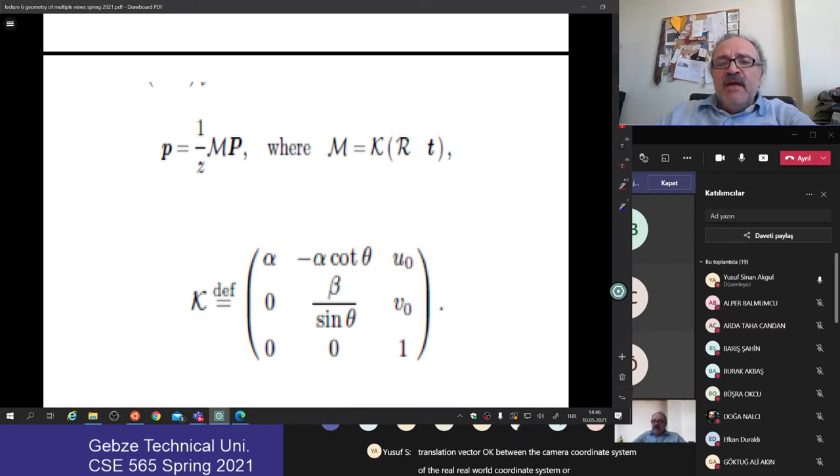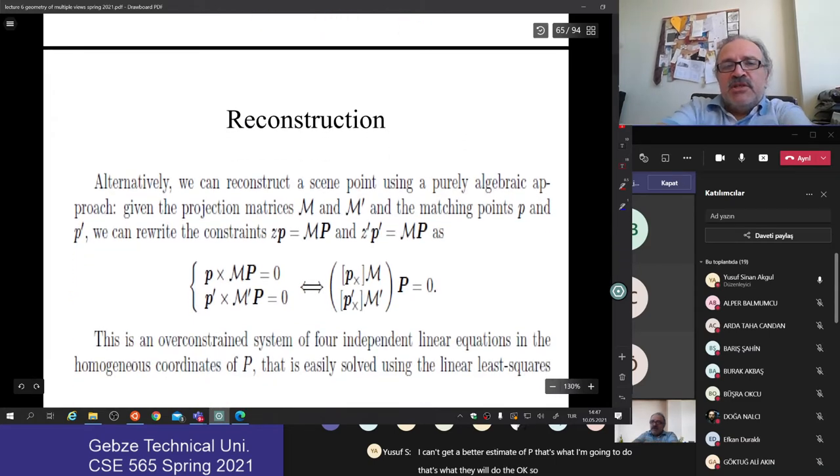So if I have the projection matrices for all the cameras, M1, M2, M3, M4, etc., if I have all the projection matrices for all the cameras, maybe I can write one big linear system, and when I solve that linear system, I can get a better estimate of P. That's what I'm going to do. Okay, so reconstruction using this linear system, that's what I'm going to do.